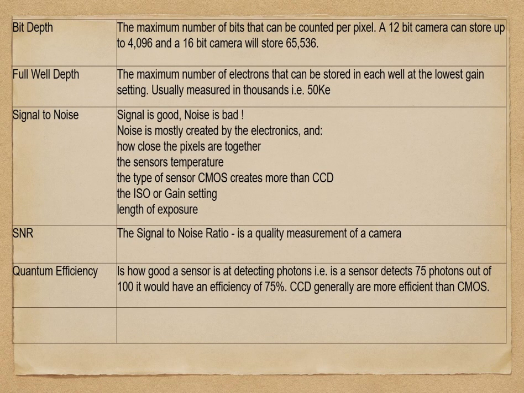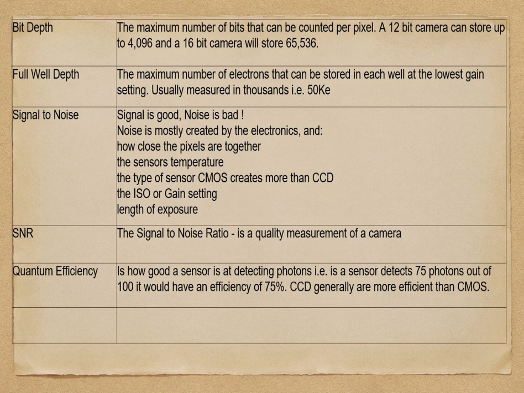In this video we can add some more definitions. So the bit depth of a camera is the maximum number of bits that can be counted per pixel. A 12-bit camera can store about 4,000, while a 16-bit camera will store over 65,000. The full well depth is the maximum number of electrons that can be stored in each well at the lowest gain setting. It's usually measured in thousands, i.e. 50,000 electrons.